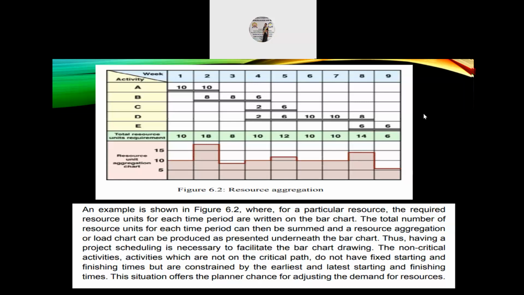The non-critical activities, activities which are not on the critical path, do not have any fixed starting and finishing times but are constrained by the earliest and latest starting and finishing times. This situation offers the planner the chance for adjusting the demand for resources.